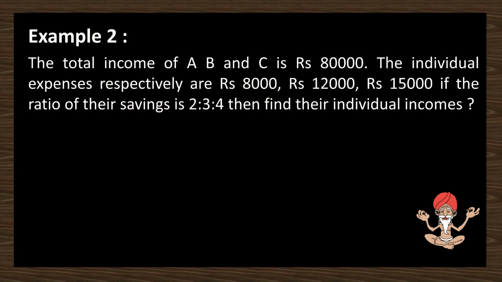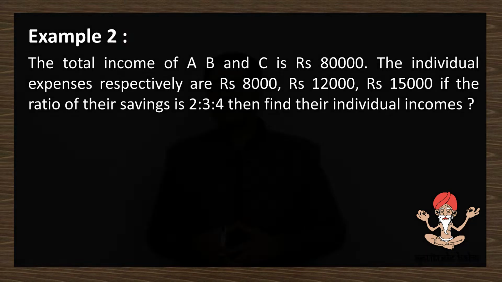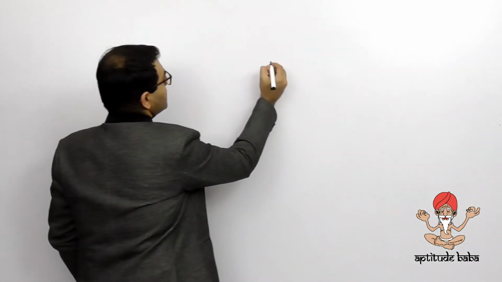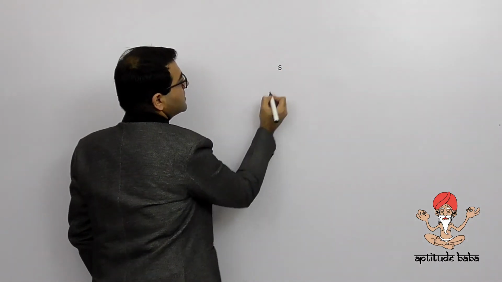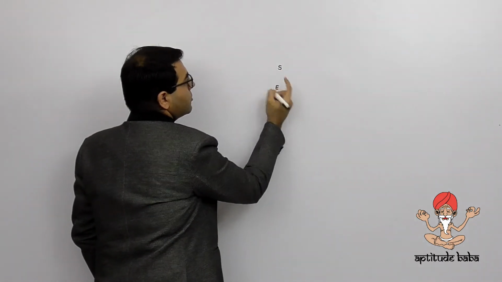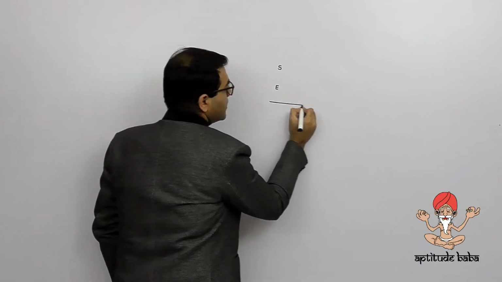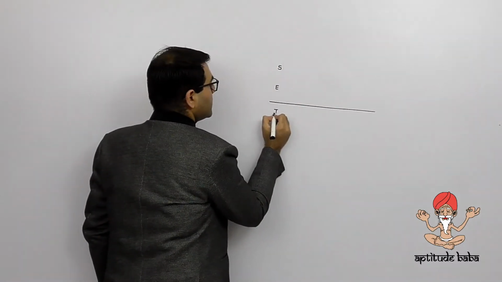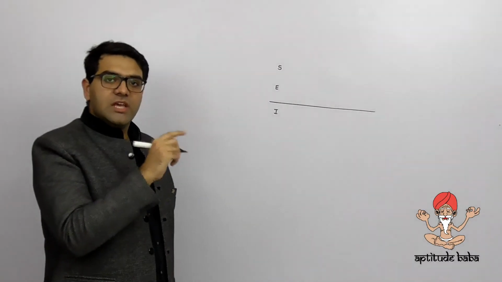The total income of A, B and C is rupees 80,000. The individual expenses respectively are 8,000, 12,000 and 15,000 rupees. If the ratio of their savings is 2:3:4, then find their individual incomes. Again in this question what we have are three variables: savings, expenses and income. I put all the three variables in the form of a table. So सबसे ऊपर मेरा savings आएगा, इसके बाद expenses आएगा और obviously savings और expenses का जो sum होगा वो हमारे पास इनकम रहेगा. नाउ आई एम कंसिडरिंग थ्री पीपल A, B and C.